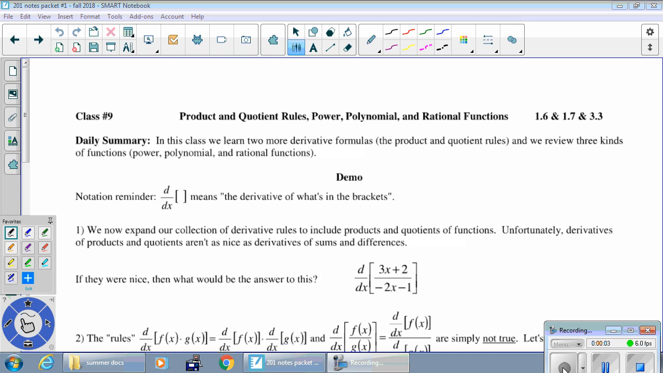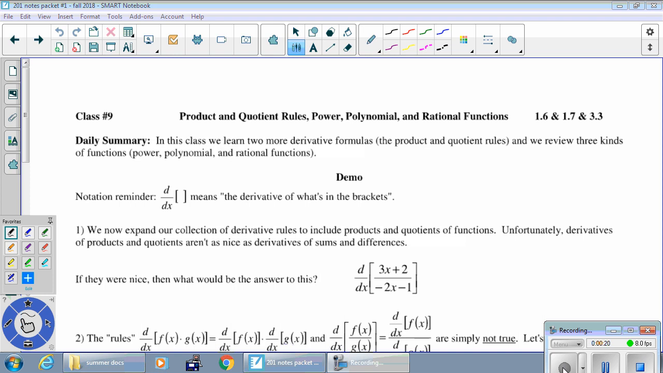Lesson number 9, demo. In this class, we learn 2 more derivative formulas, the product and quotient rules, and we review the 3 kinds of functions: power, polynomial, and rational functions. Notation reminder: d over dx of something in the brackets means the derivative of what's in the brackets.